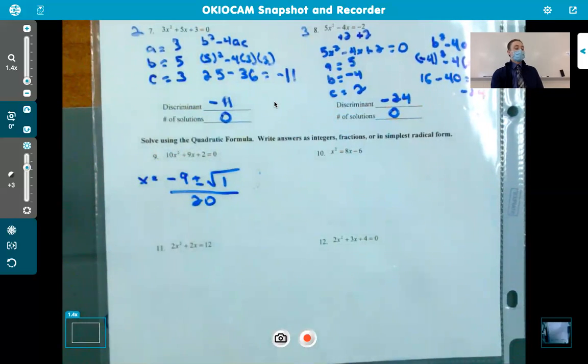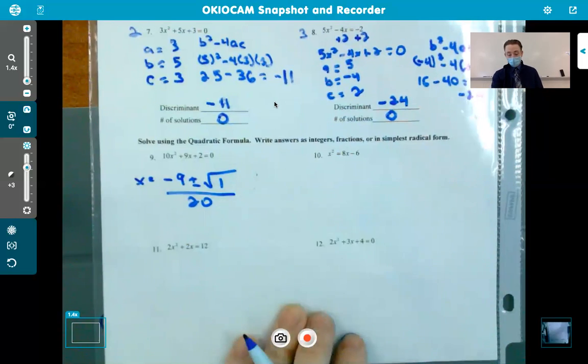Well, now what we're able to do when we're going through the quadratic formula, after we simplify everything under our square root, we see that 1 is obviously a positive number. So how many real solutions should I have here? 2, right? If you were to simplify that, you get negative 9 plus or minus 1 over 20. So you have negative 9 plus 1 over 20, negative 9 minus 1 over 20. And that's going to give you 2 real number solutions, right? That's where your graph crosses the x-axis.